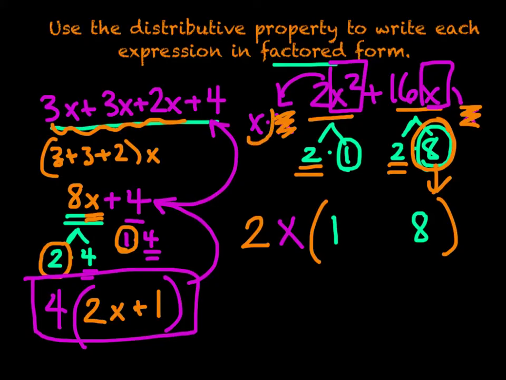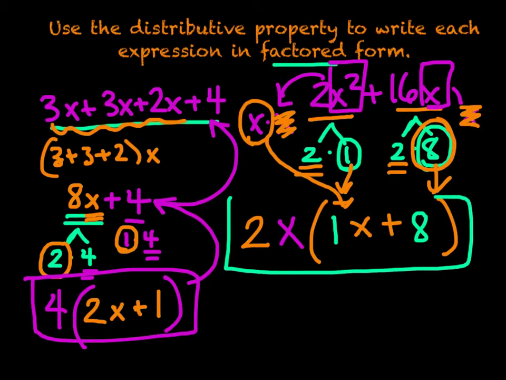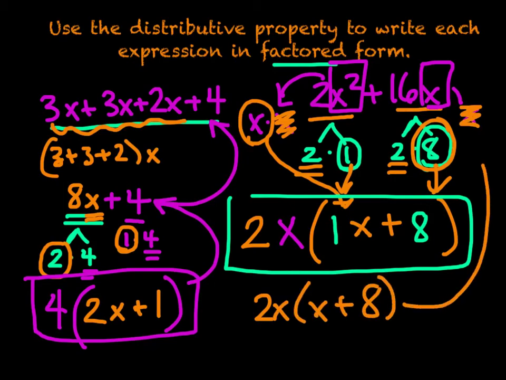In this other one, I have the x left over, but I also have the 1 left over, so I'm going to leave an x behind. So here is my final answer, 2x times (1x plus 8). Or I could write this as 2x times (x plus 8), which is equivalent to 2x squared plus 16x.